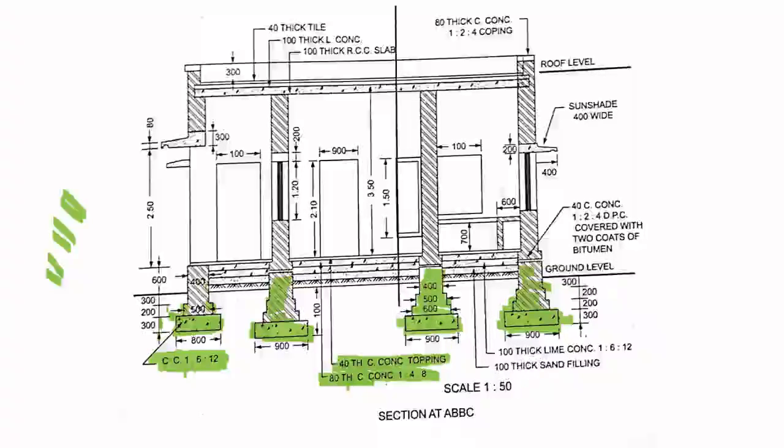For a height of 80 mm, you have a cement concrete of 1:4:8. Here for a 40 mm height, you have a cement concrete topping. Now, see here, you have a cement concrete for 40 mm. Here it is 1:2:4. That is 1 cement, 2 sand, 4 aggregate for the purpose of DPC. That is damp proof course or damp proofing course.